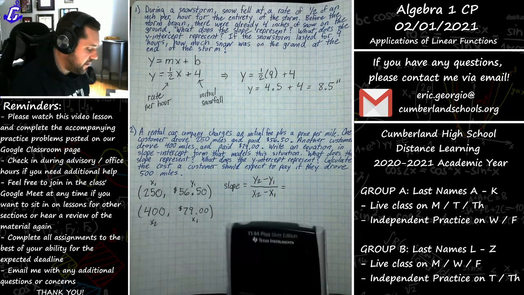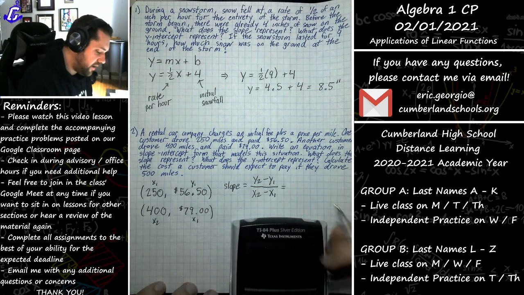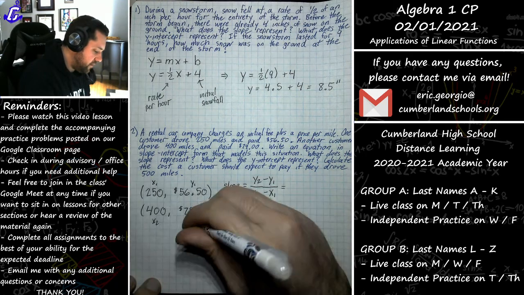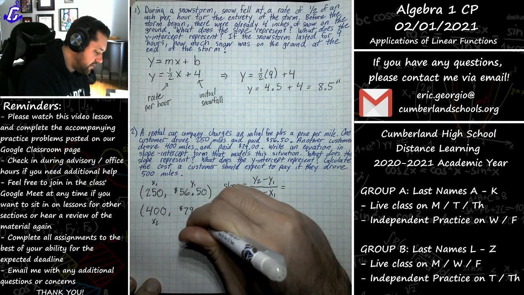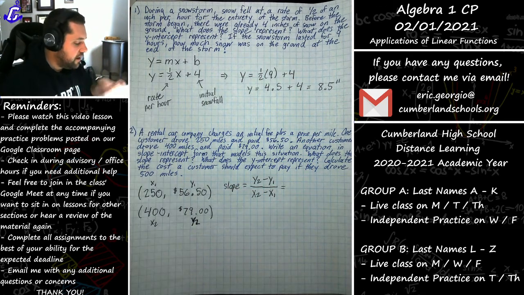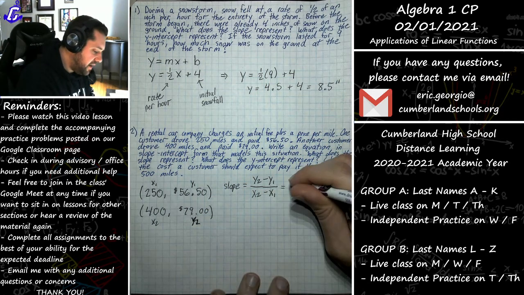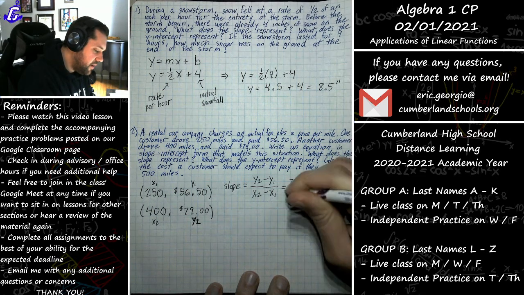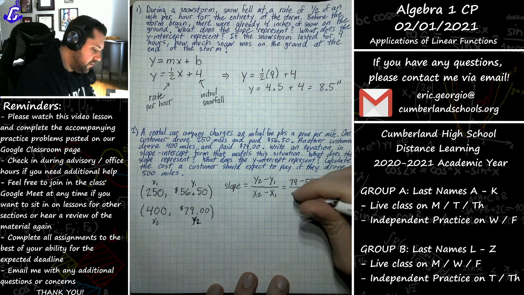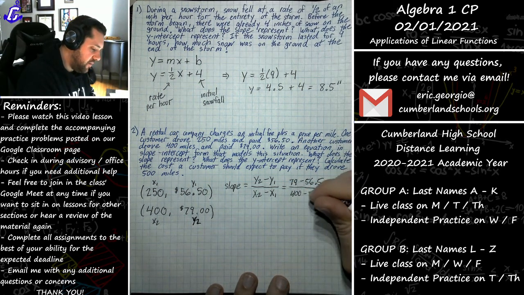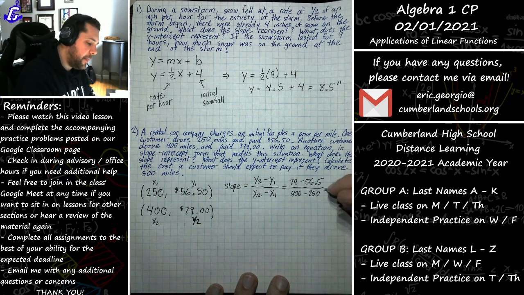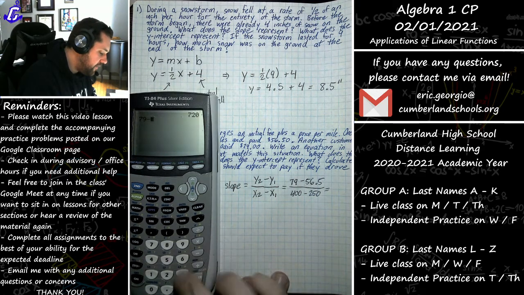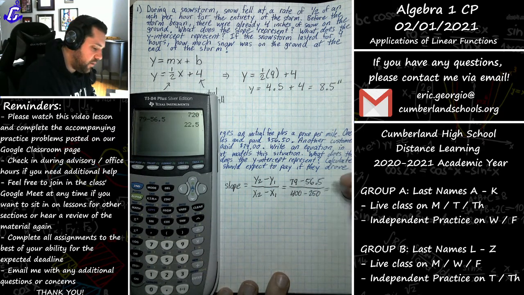So we can say here that our slope would be y sub 2 minus y sub 1. That's going to be, oh, I said x sub 1 here. My fault. This is y sub 2. I would say y sub 2 is 79 minus y sub 1, 56.5, over x sub 2, 400, minus x sub 1, 250. Let's see what we get. 79 minus 56.5 gives us 22.5.